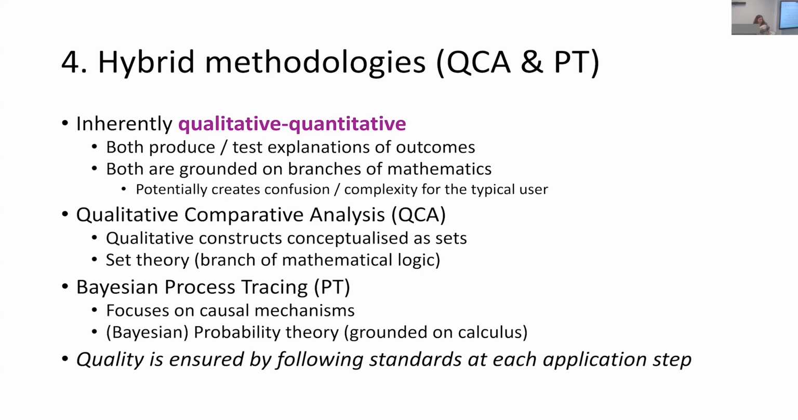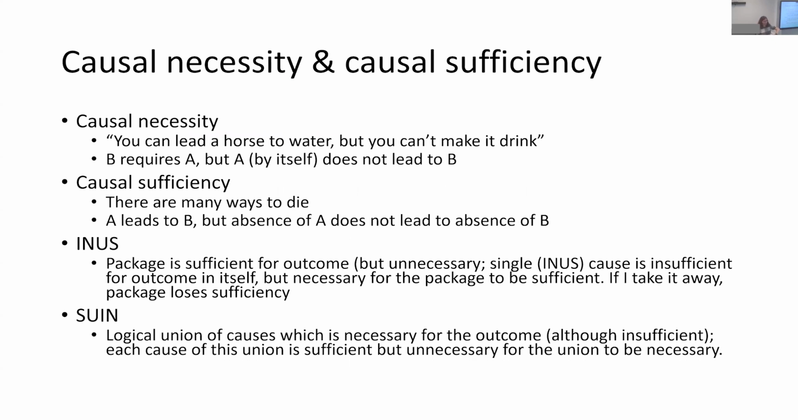I would say ensuring quality here is easier, because there is a lot that you can check at each single application step. We'll talk about the application steps as well. So maybe we can skip this, it's just some basic notions, and I'm sure many of you already know about this. QCA is specifically suited to handle causal necessity and causal sufficiency, but also INUS causes and SUIN causes, which are causes that are neither necessary nor sufficient, but are very relevant in evaluation. Again, we can talk about this in the Q&A if you're interested.